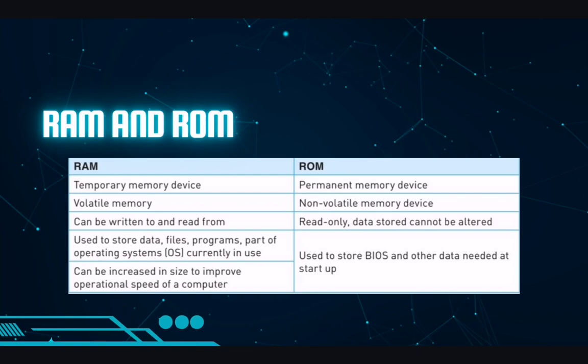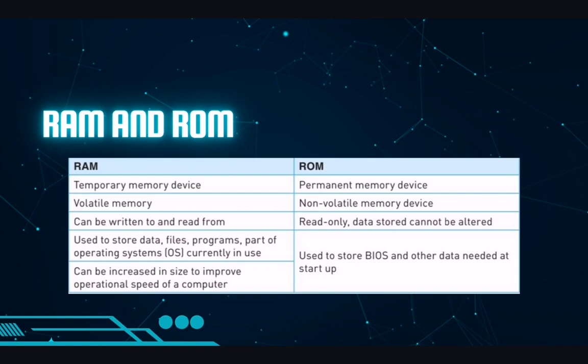A RAM can be written to and read from, so you can alter the text editings. If you want to edit anything or alter any settings, it is possible. It stores data in files, programs, part of the operating systems which is currently in use. It can increase in size to improve operational speed of the computer.